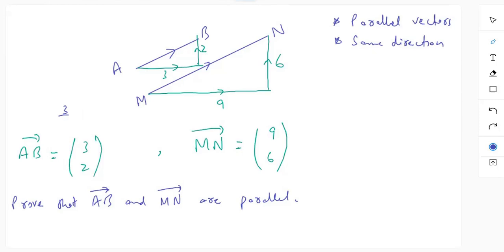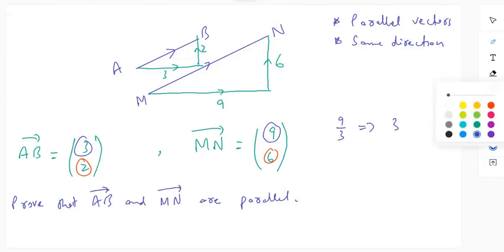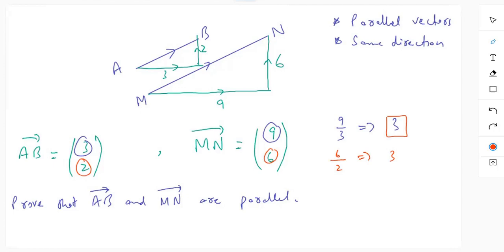दूसरा तरीका क्या हो सकता है? Corresponding components की ratio निकाल लो. So this 9 and this 3, and this 6 and this 2. इसका फायदा ये होगा, you will also get the magnitude of कितने times one vector is bigger than the other vector. For example, 9 divided by 3, what do you get there? You get 3. Similarly, corresponding y components, you get 6/2. That also gives you 3. Again, since these two numbers are the same, that means these two vectors are parallel.